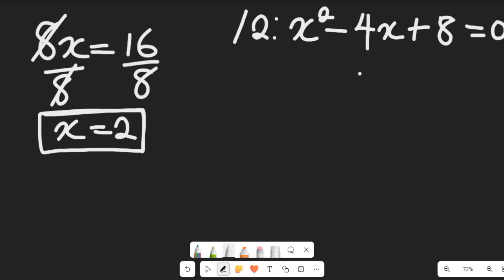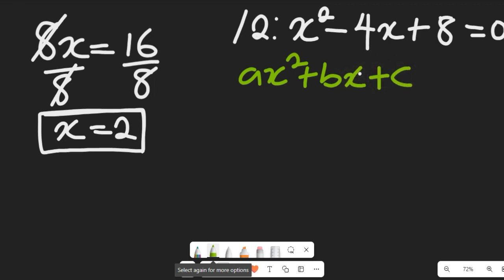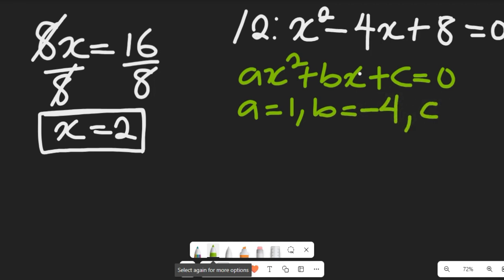Using the quadratic formula, we can compare these to ax squared plus bx plus c, and this will be equal to 0. From that expression, a is equal to 1, b is equal to negative 4, and c can be compared to what? To 8. Great.